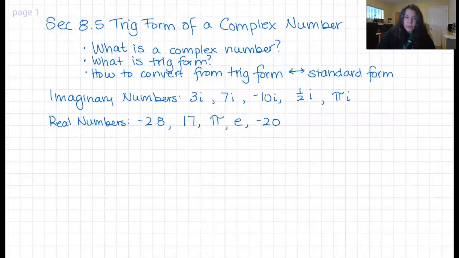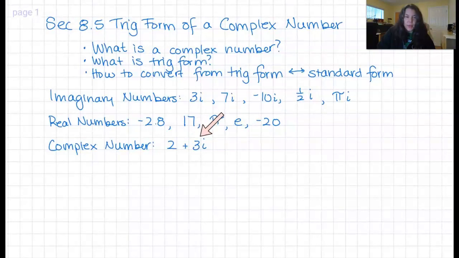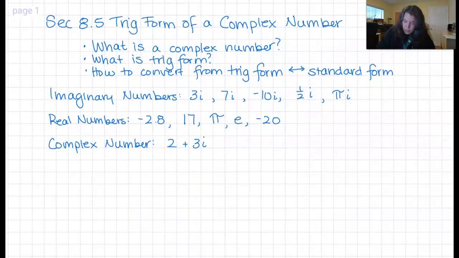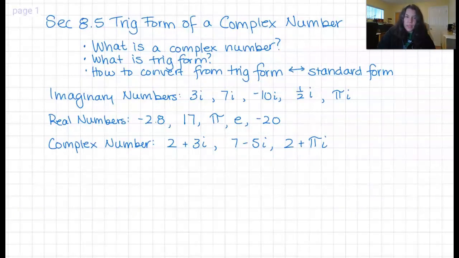What a complex number does is combine them. What if you want to combine a real and imaginary number? A complex number would be things that look like this: 2 plus 3i. It combines the real part, the 2, and the imaginary part, 3i, into one whole big number, and that's the complex number. 7 minus 5i, 2 plus pi i. Those are all complex numbers.